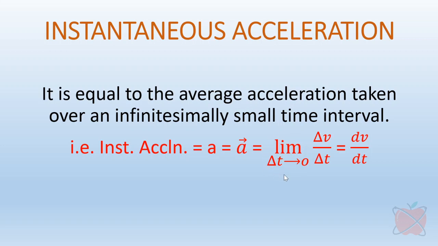If you take the limit of this, what is this? This is the average acceleration, delta v by delta t. So if you take the limit delta t tending to 0 of the average acceleration, you will get the instantaneous acceleration, which by definition is equal to dv/dt. That means it is the rate of change of velocity. So you can reframe the definition of instantaneous acceleration as the rate of change of velocity.